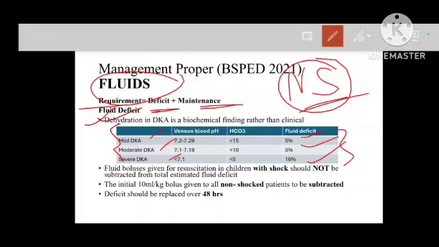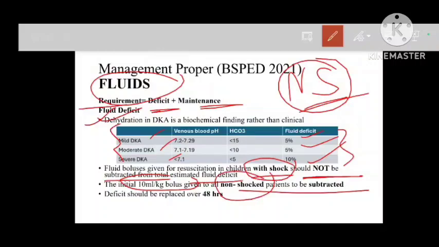Now, the fluid bolus given for the initial phase for a patient with shock, we should not subtract from the total fluid, but the initial 10 ml per kg bolus will be subtracted from the fluid if the patient was not in shock. You know how to check for shock.